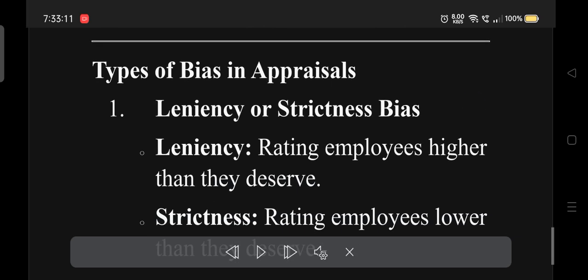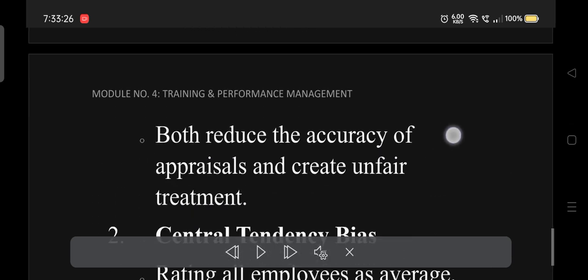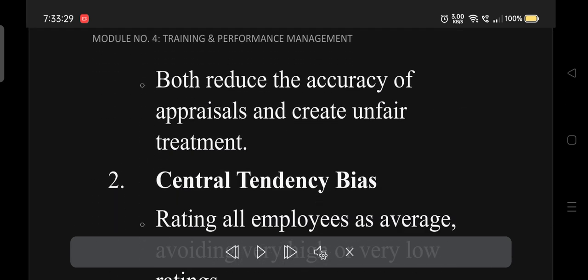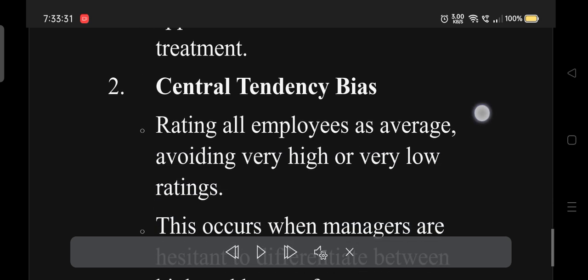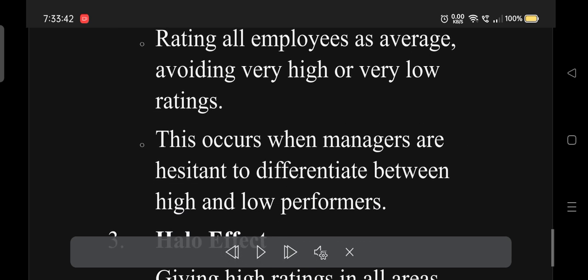Types of bias in appraisals. Leniency or strictness bias. Leniency, rating employees higher than they deserve. Strictness, rating employees lower than they deserve. Both reduce the accuracy of appraisals and create unfair treatment. Central tendency bias. Rating all employees as average, avoiding very high or very low ratings. This occurs when managers are hesitant to differentiate between high and low performers.